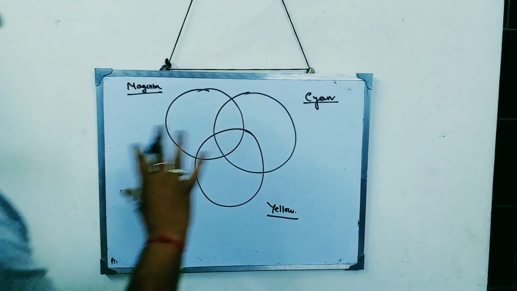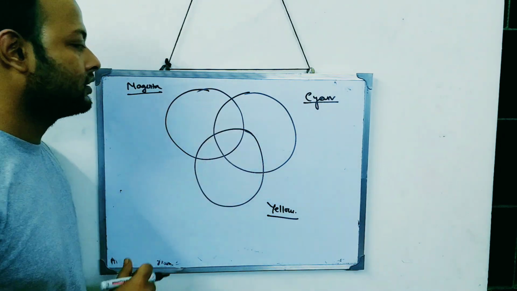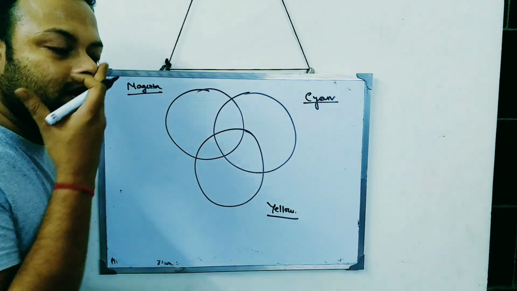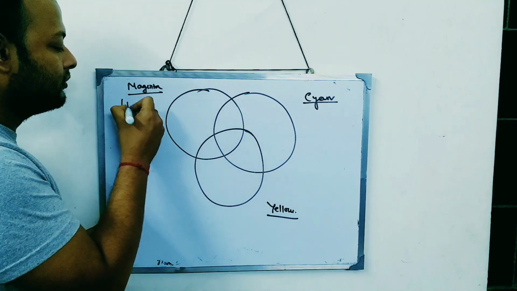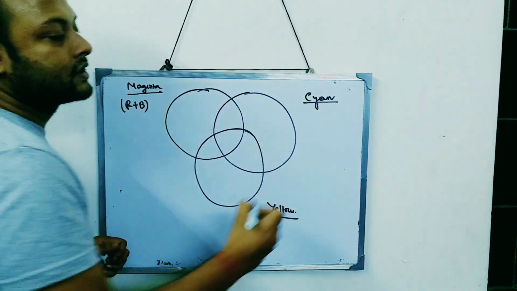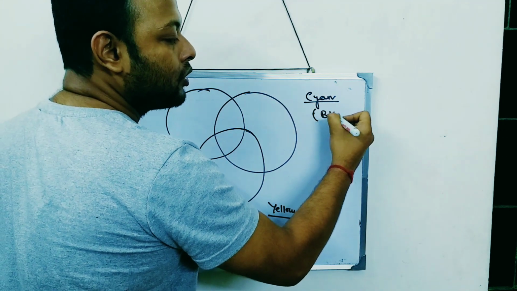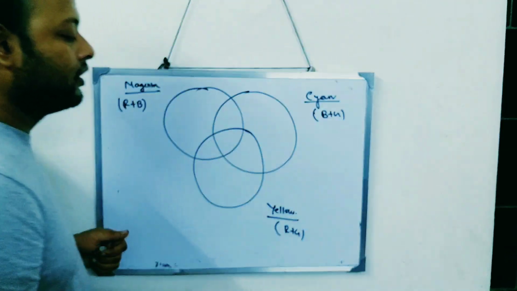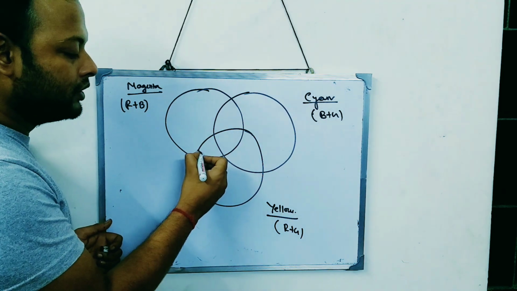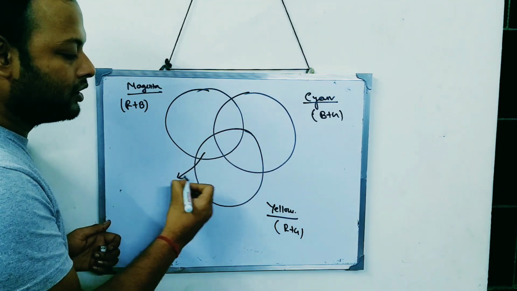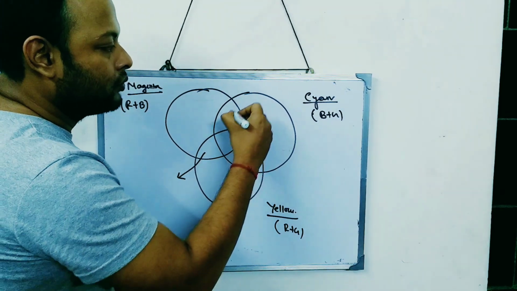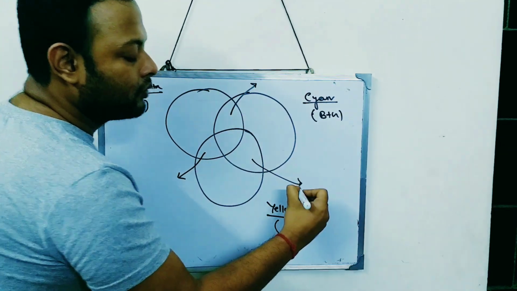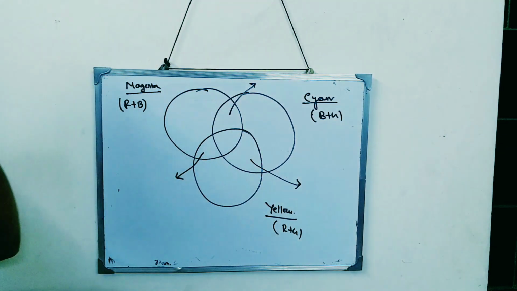Now this is the ultimate diagram which will show these three colors. Magenta can reflect red and blue. Cyan can reflect blue and green. And yellow can reflect red and green. Now think, what will this color be? And this color? And this color? First, this is your task.